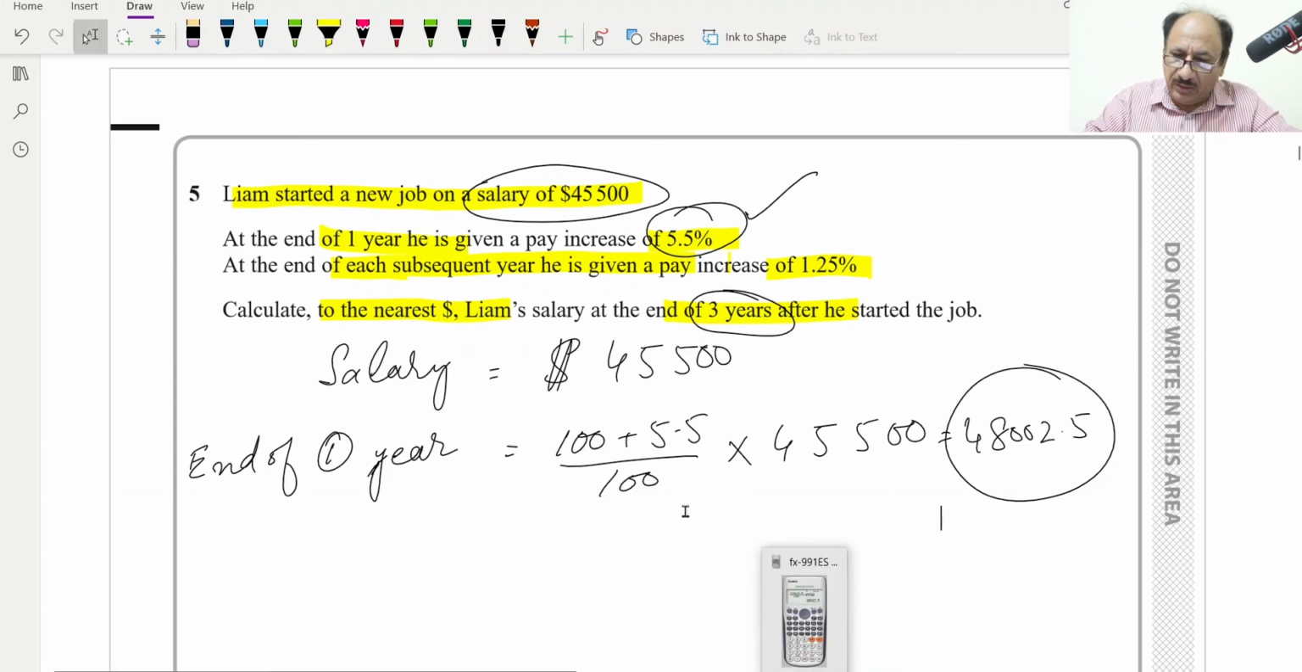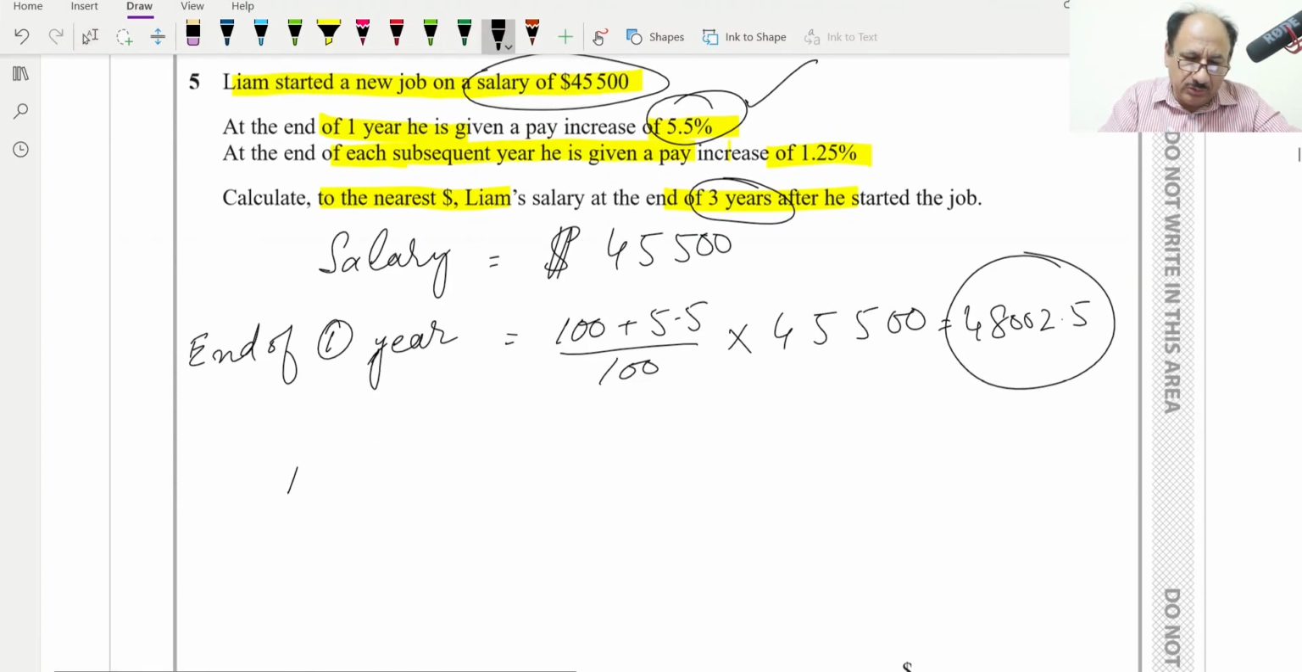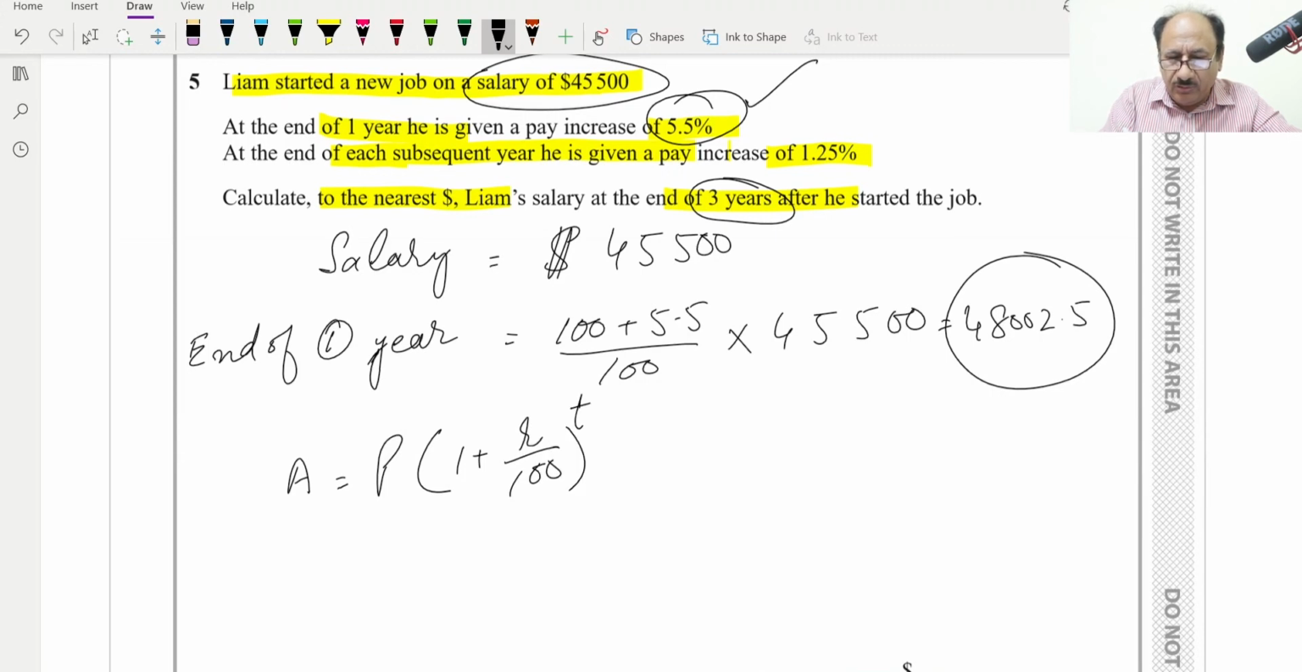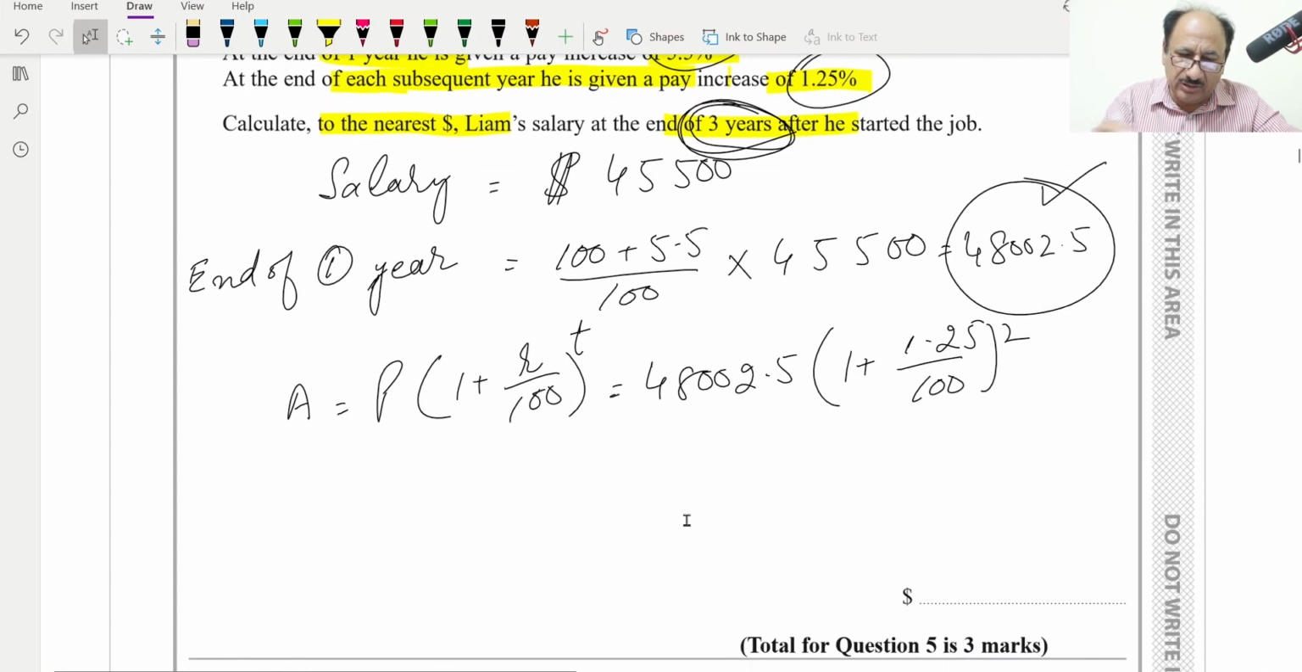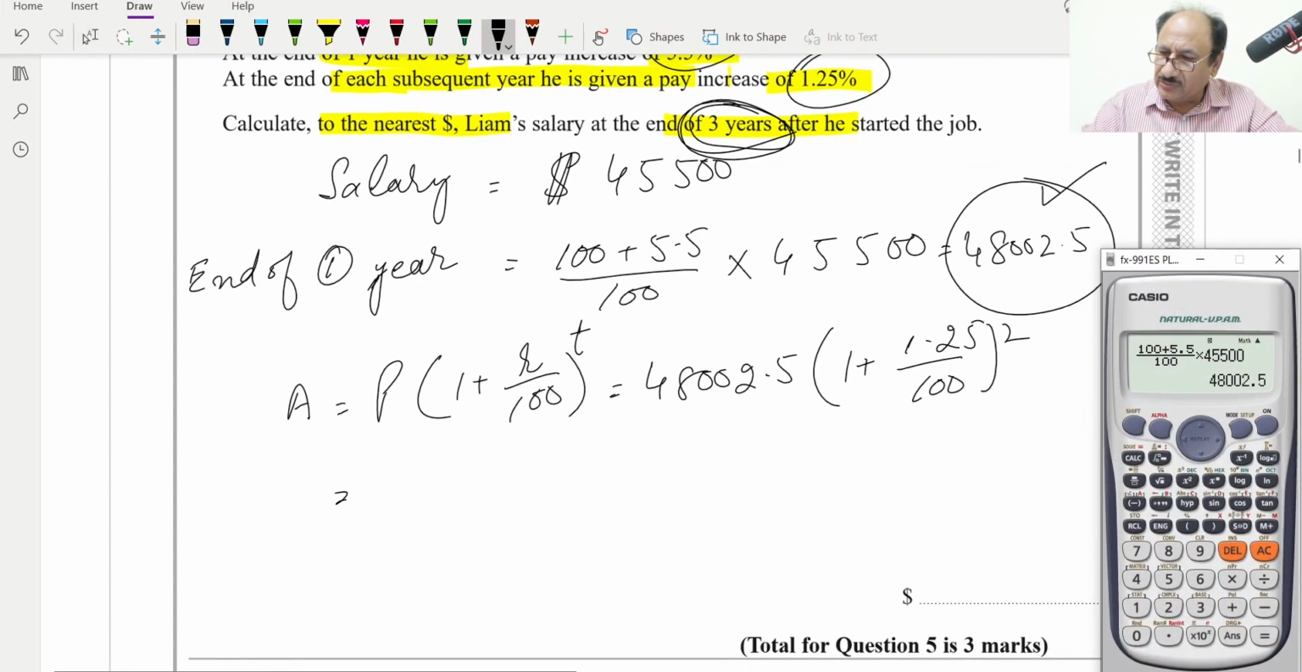So we will be applying the compound interest formula. Amount is equal to principal amount into 1 plus rate over 100, raised to the power time duration, and the principal amount will be this much. So 48002.5 into 1 plus rate, which is 1.25 over 100, and time duration is 2 years. Out of these 3 years, 1 year is already gone, so that's why we are taking 2 years, and now the rest is just calculation.